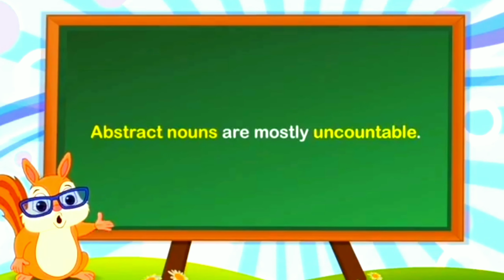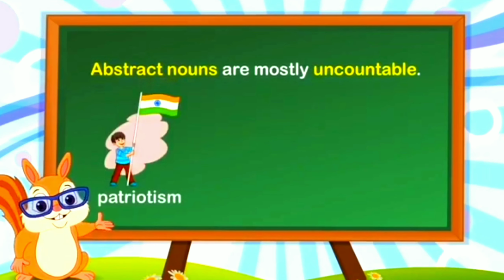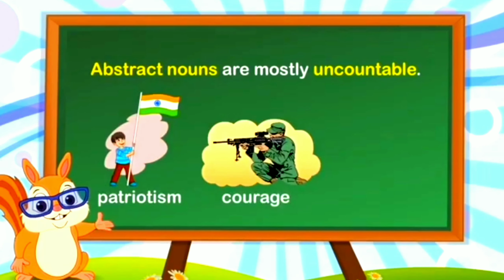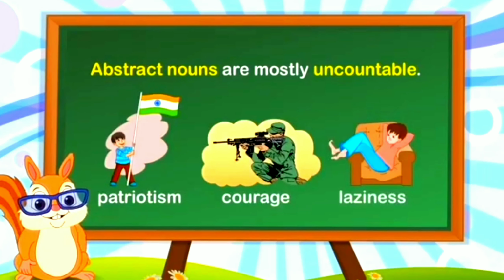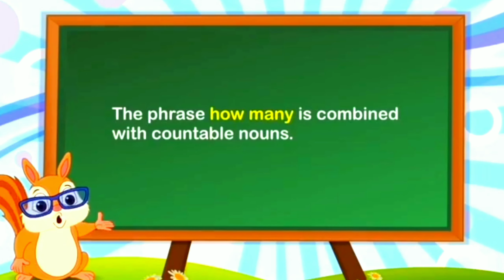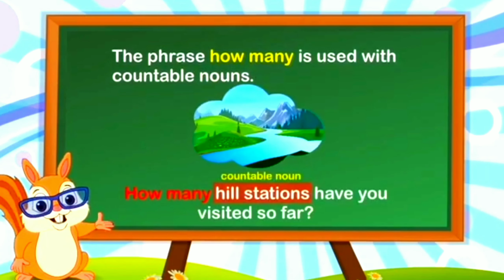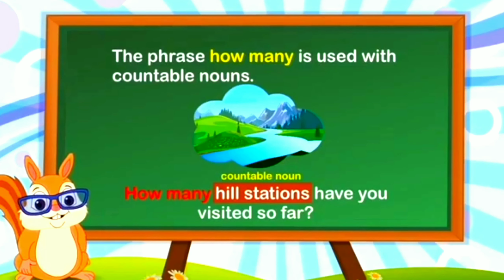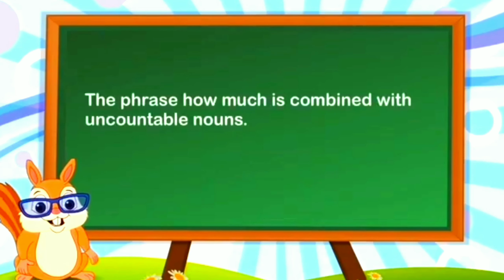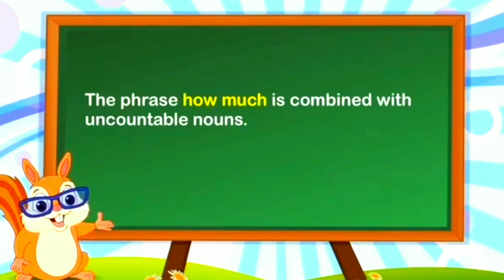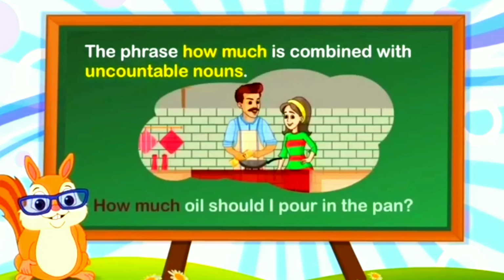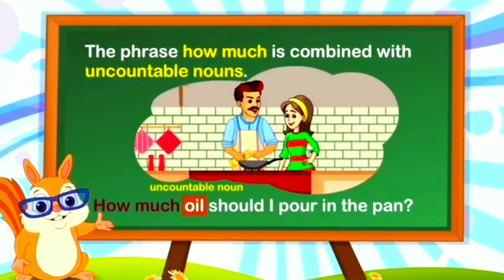Abstract nouns are mostly uncountable. For example, patriotism, courage, laziness. These are abstract nouns. The phrase how many is combined with countable nouns. How many hill stations have you visited so far? The phrase how much is combined with uncountable nouns. How much oil should I pour in the pan?